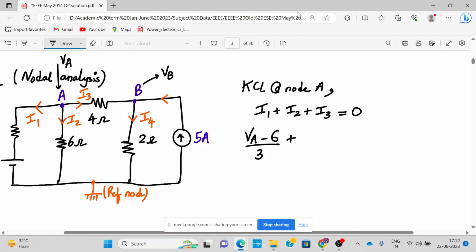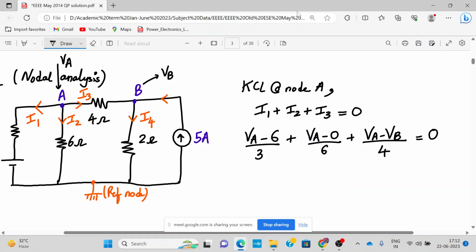Anyone? VA minus 0 upon 6. Perfectly said. I3 is VA minus VB upon 4. Yes, absolutely correct. Now do not do LCM.